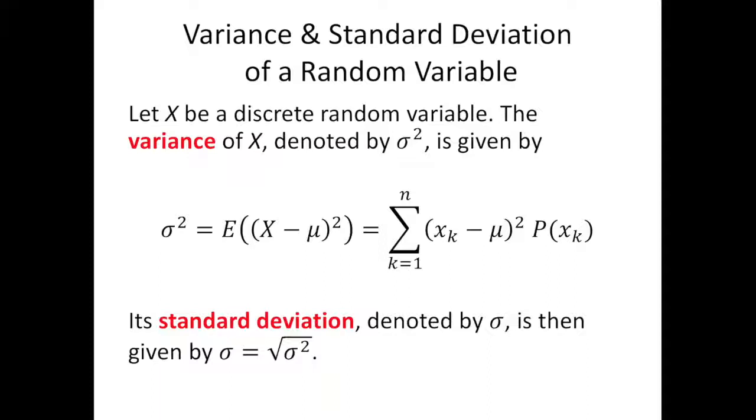Start with x, then find x minus mu for all the different values, then square those results, and now multiply by the probabilities and sum in the end. Now the standard deviation, denoted by sigma, is once again just the square root of variance.